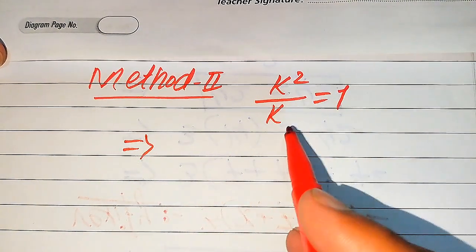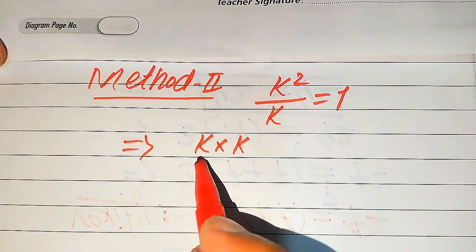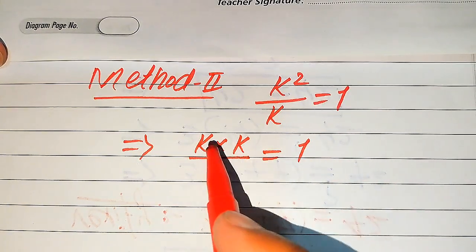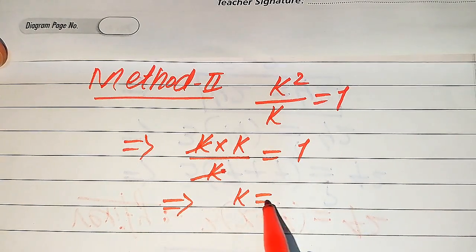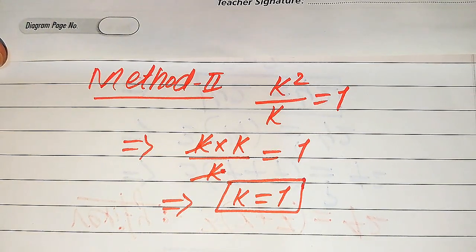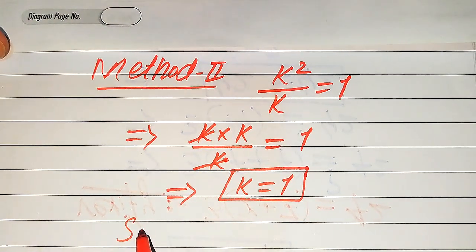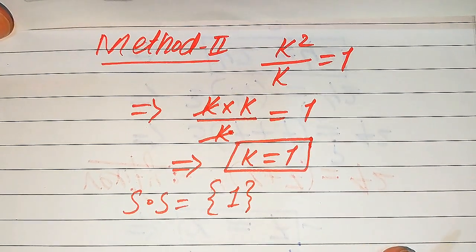So here in this method we need to focus on the numerator term, and here you have k square, and we write k square as k multiplied by k, and it is divided by k is equal to 1. And now you see this k is cancelled out by this k, and we easily get the value of k is equal to 1. So this is the final root of the given equation which we get from the second method, and in the first method we already verified this value of k, and we checked that this value of k is the solution of the given equation. So we finally conclude that k is equal to 1 is the only solution of the given equation.